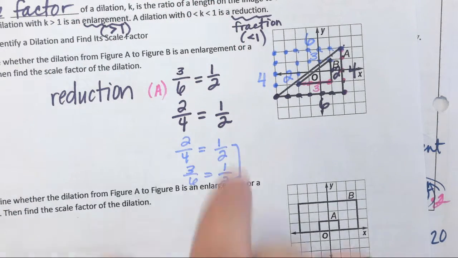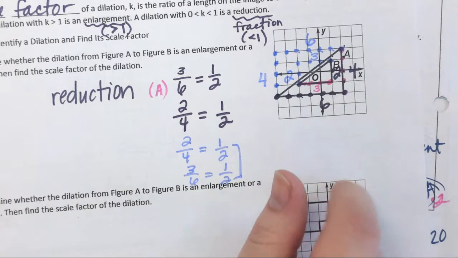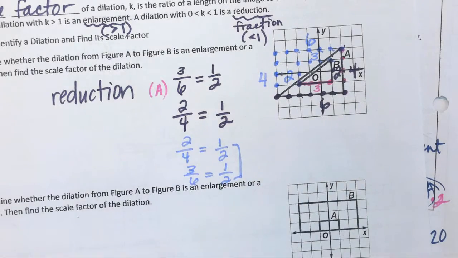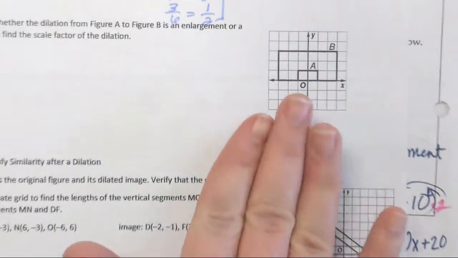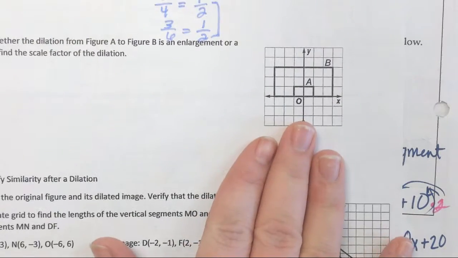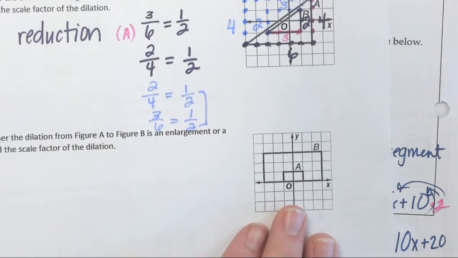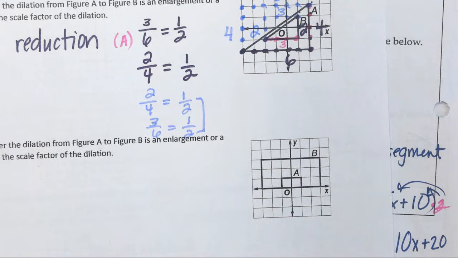Okay, everyone good with this? Are there any questions about this? Okay, so then we're going to go on to example 2. Why is this second one easier? Because it's an enlargement. Okay, why? Well, it is an enlargement. Why is this one going to be easier?